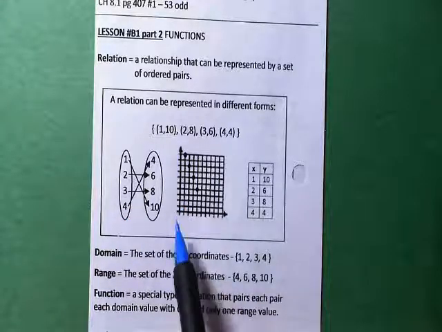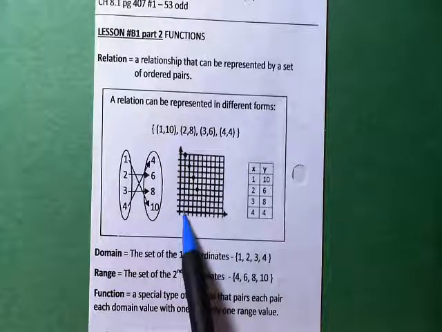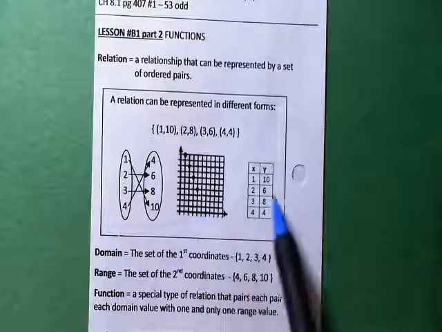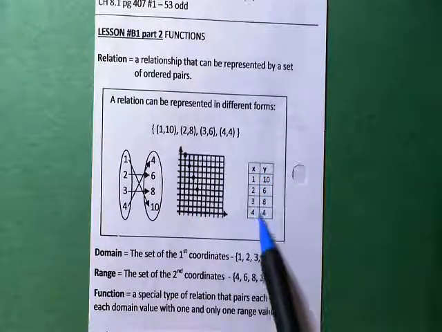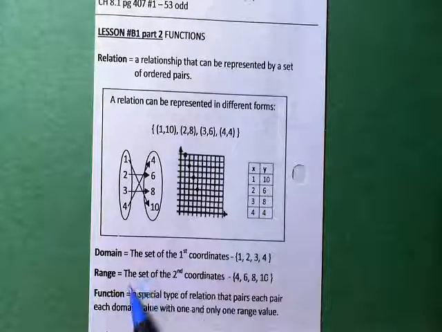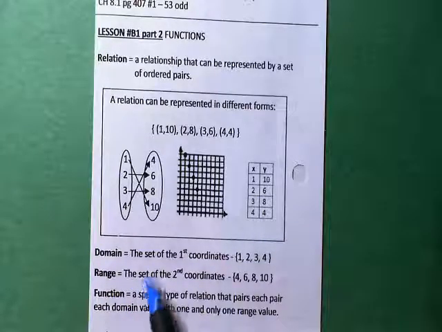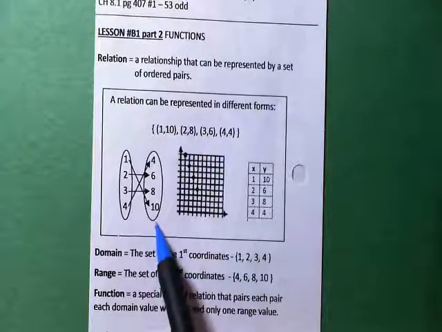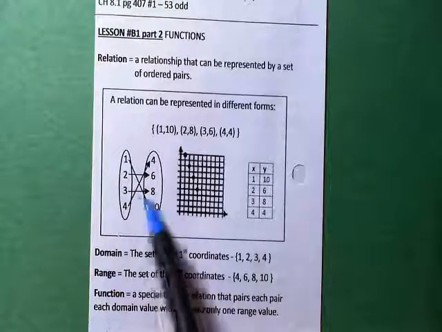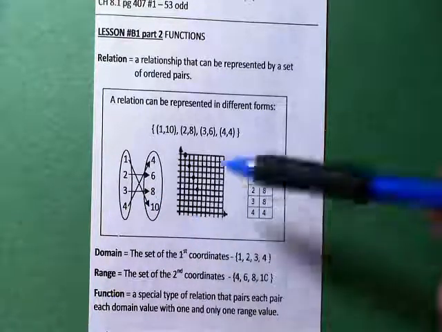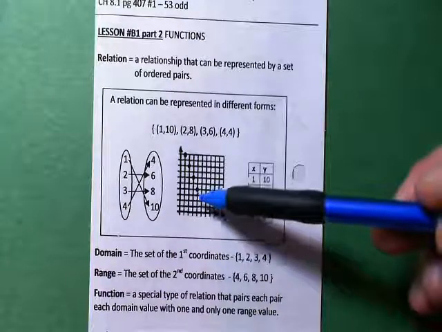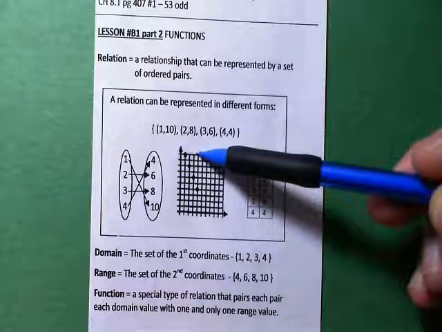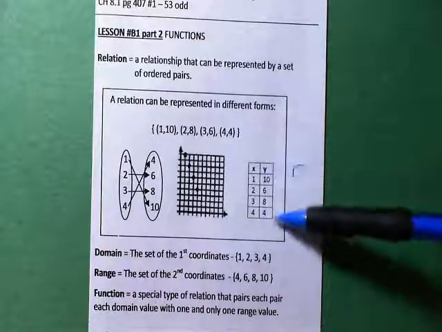If you have points on a coordinate plane, you're just looking for your x values every time a point occurs. And if you have a table, the domain values would be in the x column. The range then is the set of the second coordinates, the second coordinate of each ordered pair. On a diagram, it would be the second circle where the arrows point to, and on a coordinate plane, the range would be found by looking at the y-axis. So this would be 4, 6, 8, and 10, and on the table, it would be the y values.